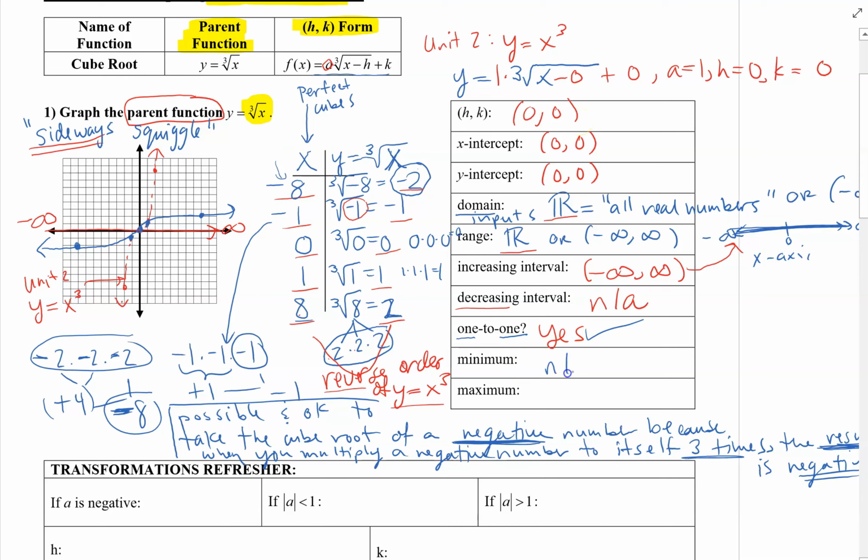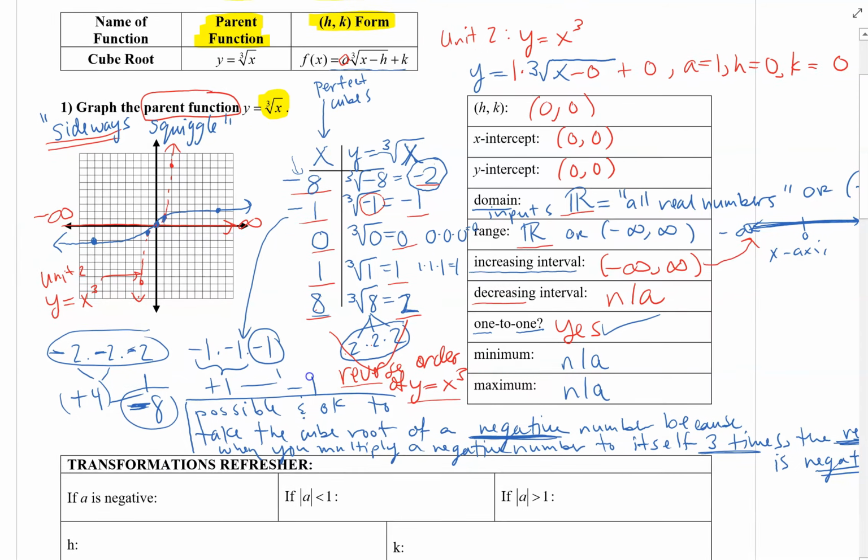And then there is no minimum or maximum on these cube root functions because of the fact that they only ever go in one direction. There's never a point where they sort of turn around and go the other way, creating some type of min or max. So there just really won't be any for these cube root functions.